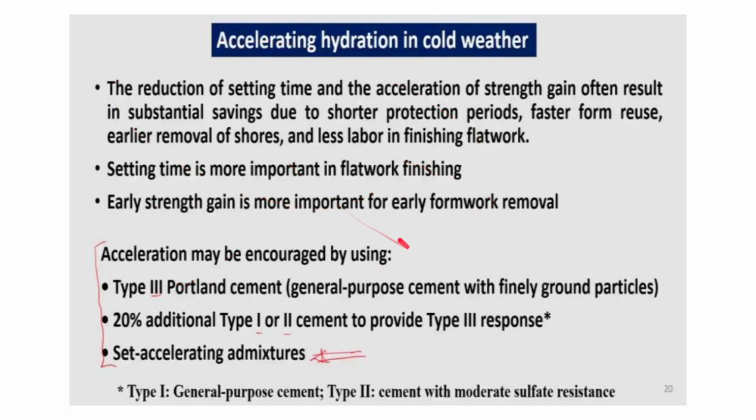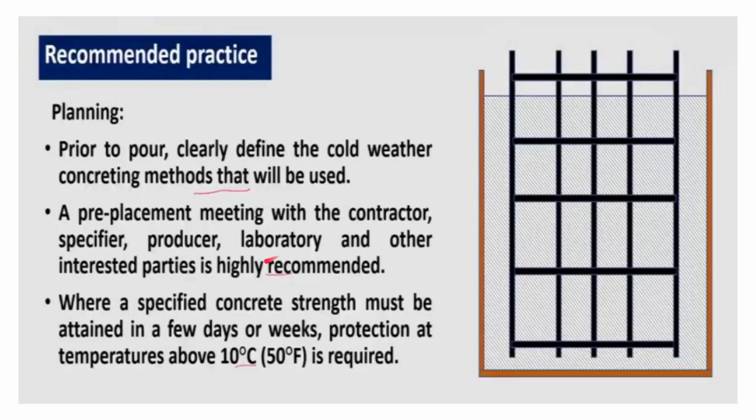Some of the acceleration techniques are such that we can use general purpose cement and cement with moderate sulfate resistance within 20%, and then mix it with some Type 3 Portland cement, which is general purpose cement with finely ground particles. This fineness is important because it will accelerate the rate of hydration. Apart from that, we can use some set accelerating admixtures. This type of technique can accelerate the process of hydration.